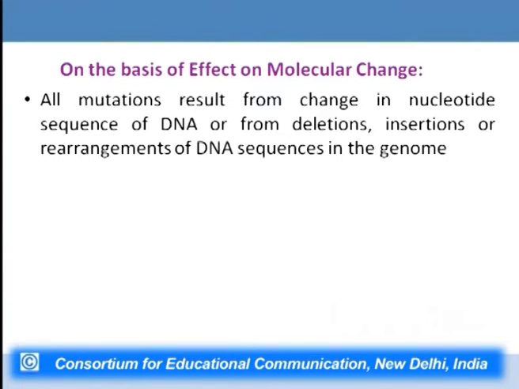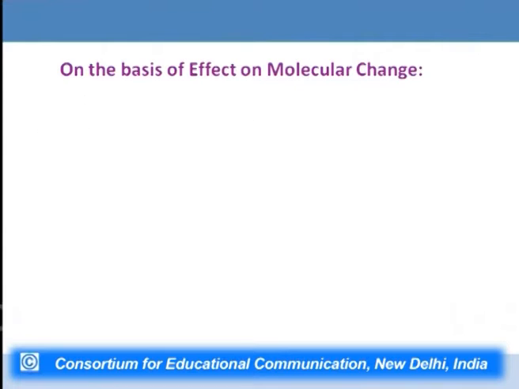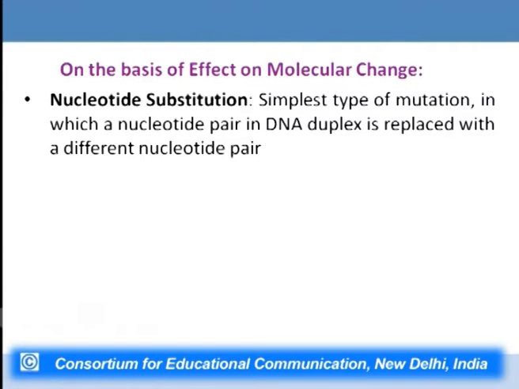Now, on the basis of effect on molecular change, mutations can be classified as deletion, insertion, and this could result in change at the molecular level or at chromosomal level. So, on the basis of effect on molecular change, mutations could be classified as nucleotide substitution, wherein a nucleotide pair in the DNA duplex is replaced with another pair, and this is the simplest type of mutation.